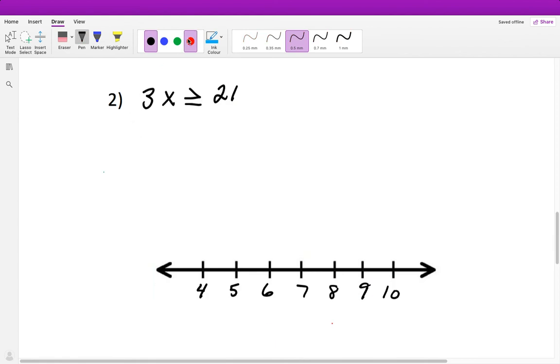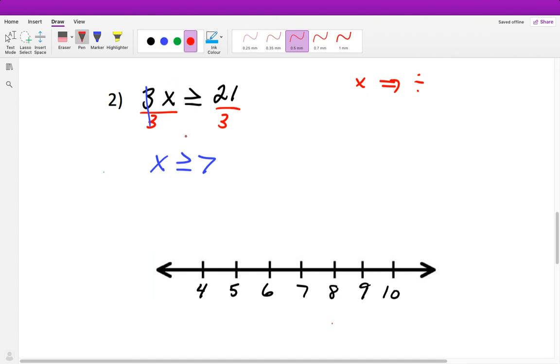All right, now, first thing we do is we look at our problem. 3 times x is greater than or equal to 21. Well, what is our inverse operation of multiplication? Division. So I know I'm going to divide. I'm going to divide each side by this 3 just so I can isolate my variable and I can start graphing. Well, 3 divided by 3 I know is 1. So x is going to be greater than or equal to 7. So now I've isolated my variable, and now I can go ahead and graph.